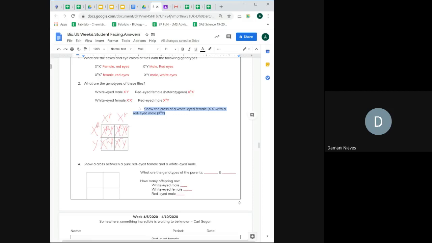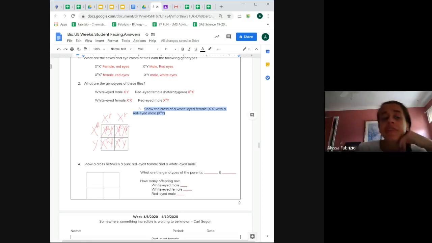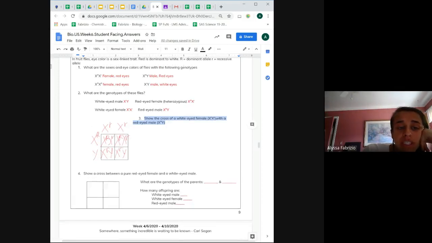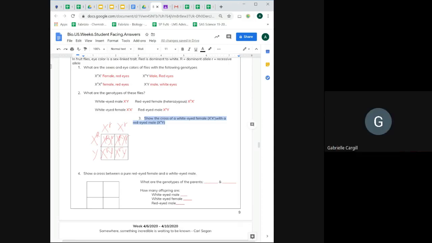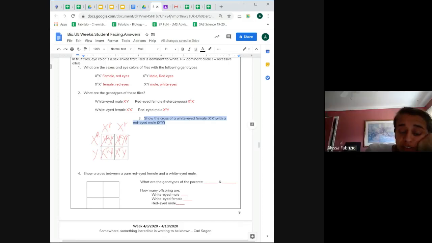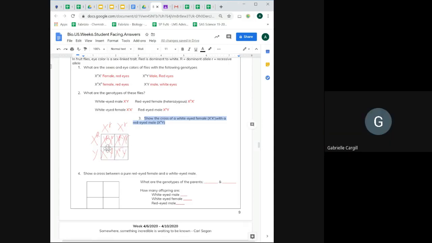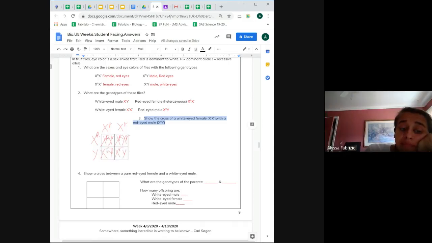So the capital R's are going to be red eyes? Yep. If there's a capital R, then they're always going to be red eyes because that's our dominant trait, right? So for our females here, are they going to have red eyes or white eyes? They're going to have red eyes. Very good. What about the males? White. Very good. Recessive.